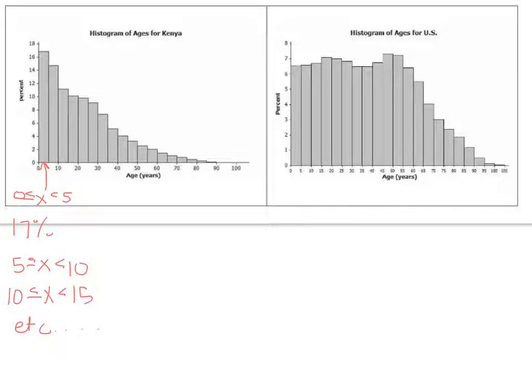The U.S. histogram, we also have 0 to 5, and that represents, it looks like, about 6.5%. Okay, represents the people in the U.S. who are younger than 5 years old. Awesome, let's get to the work.